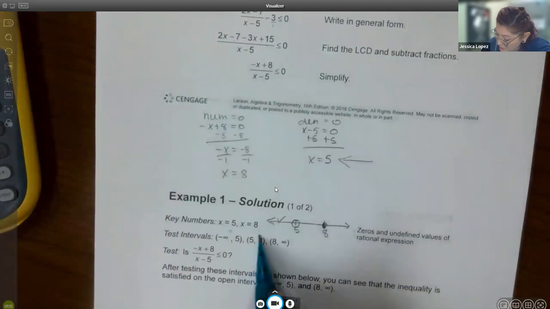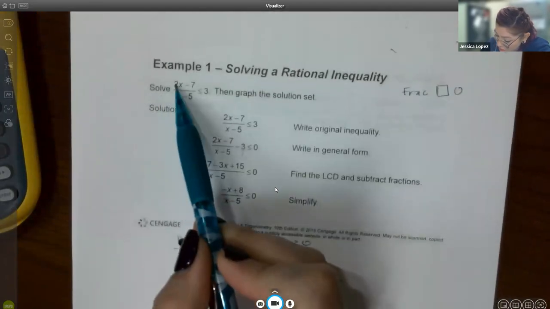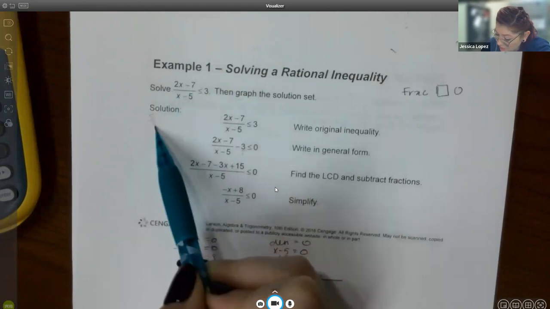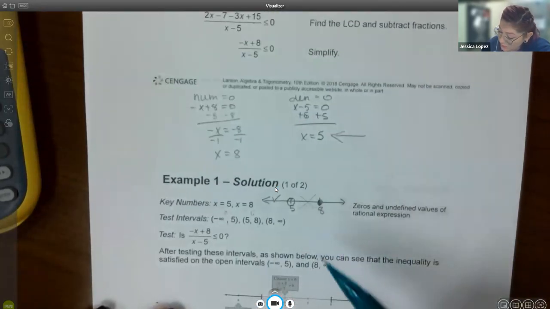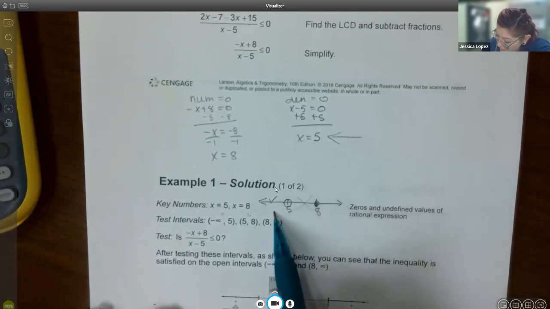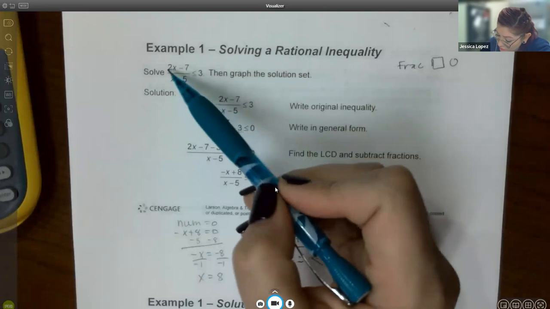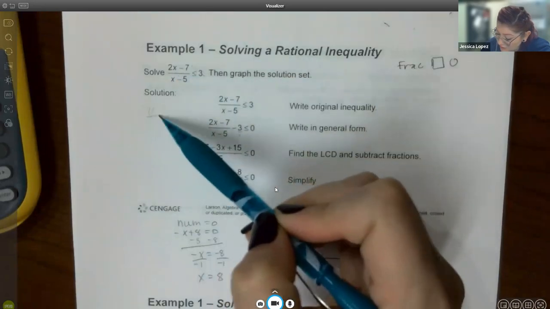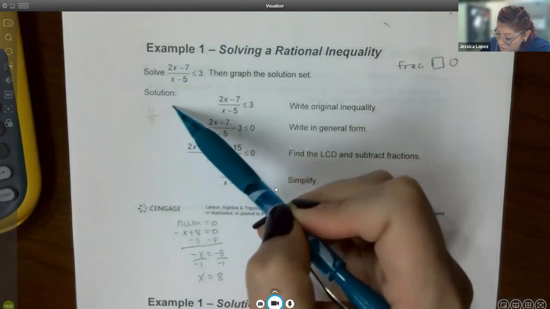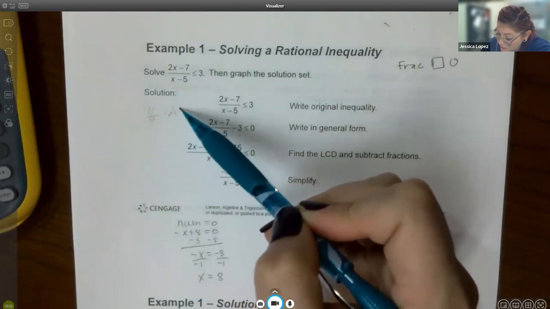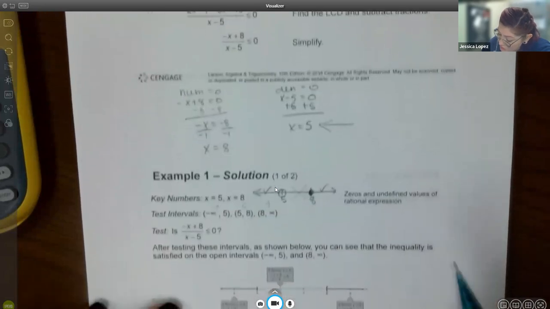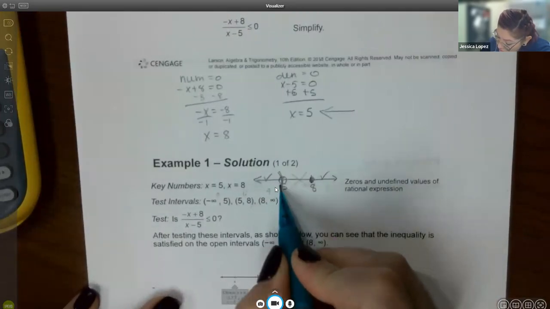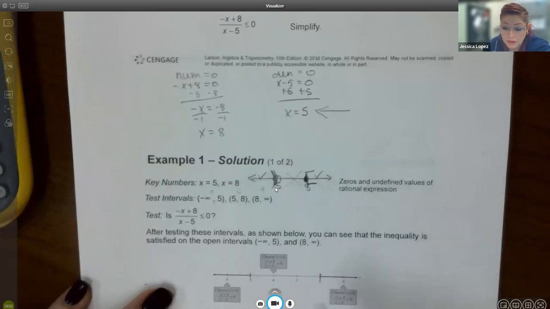And then when you plug in a number between there, like maybe 6, you get 12 minus 7, which is 5. And then 6 minus 5 is 1. So, but 5 is not less than 3. So this section does not work. And then you check another number over there, like maybe 9. So you have 2 times 9, 18, minus 7, which is 11. 9 minus 5, which is 4, which is about 2.75, which is less than or equal to 3. So this section works. So then in order to decide, that means that the parentheses will go this way and the bracket will go that way. And if you notice, that's exactly what they have there, okay?